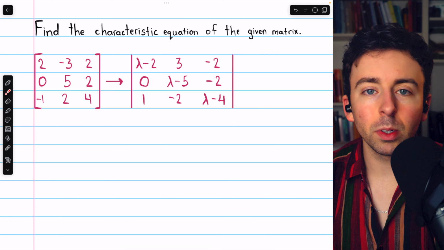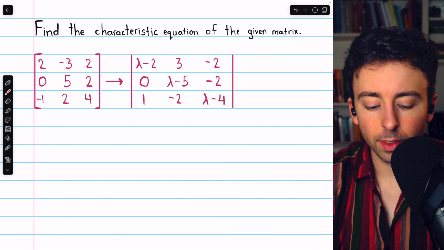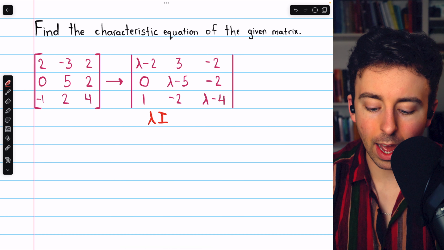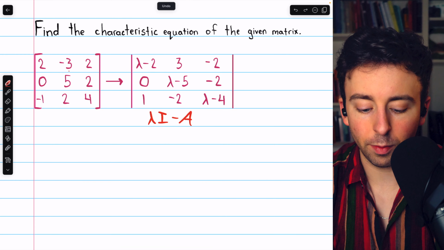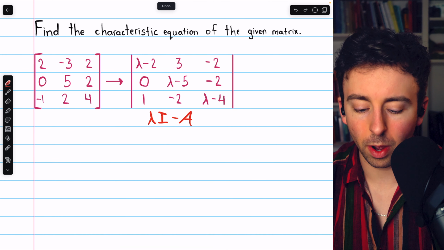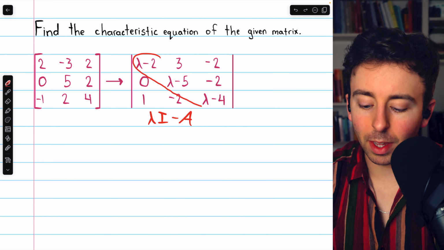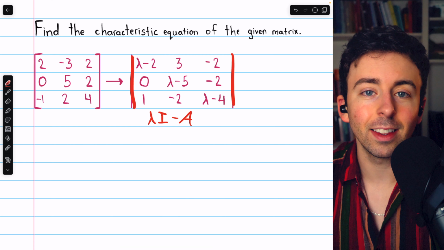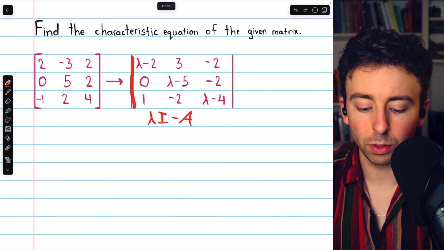Here's one more example. We'll go through this one a little more quickly. This is the given matrix, and we begin by writing lambda I minus A, which just consists of all the entries of A being negated. So instead of 5, we have -5. Instead of 2, we have -2, and so on. But then also add lambdas on the main diagonal. This is in straight bars because we're taking the determinant, and we'll set that equal to 0.